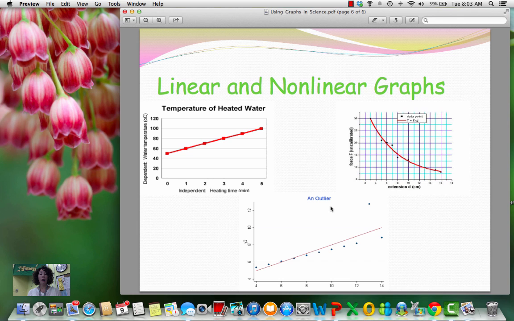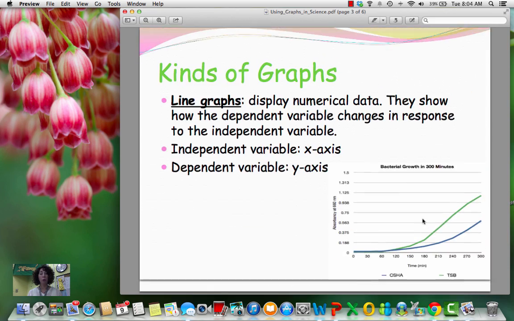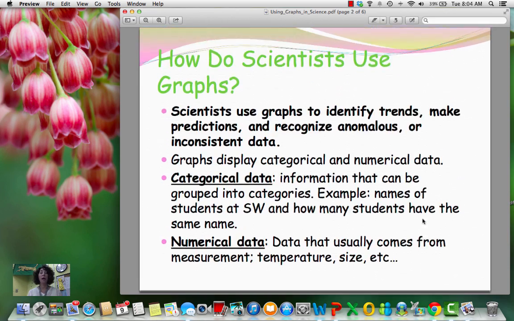So there we have some linear and nonlinear graphs. Here we can see clearly a straight line. Here, it's not a straight line, but the data does follow a trend. Here, we've got mostly a straight line, but we've got an outlier all the way up here. So we've got to take a look at why that outlier happened. Okay, so now you know some more about graphs and how they're used and what they're used for, the different types. So now let's practice.